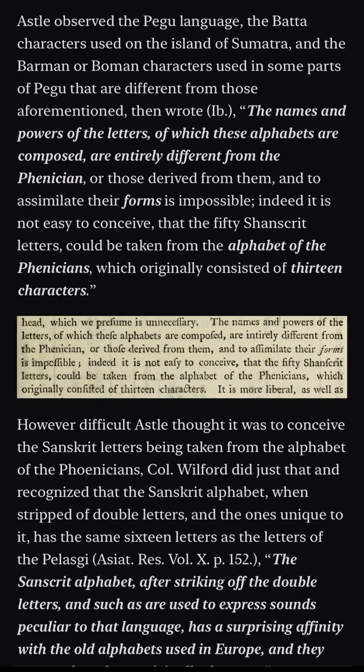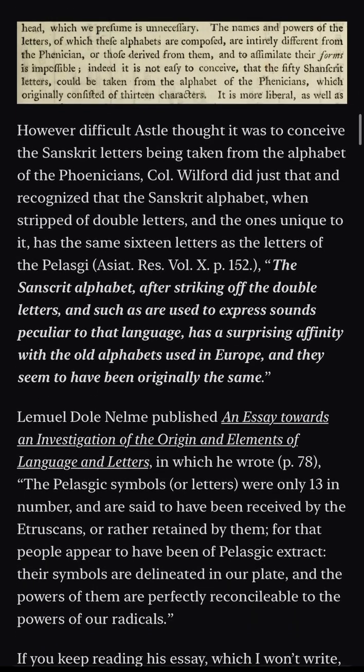However difficult Astle thought it was to conceive the Sanskrit letters being taken from the alphabet of the Phoenicians, Colonel Wilford did just that and recognized that the Sanskrit alphabet, when stripped of double letters, and the ones unique to it, has the same 16 letters as the letters of the Pelasgi. Asiat. Res. Volume 10, page 152: "The Sanskrit alphabet, after striking off the double letters, and such as are used to express sounds peculiar to that language, has a surprising affinity with the old alphabets used in Europe, and they seem to have been originally the same."